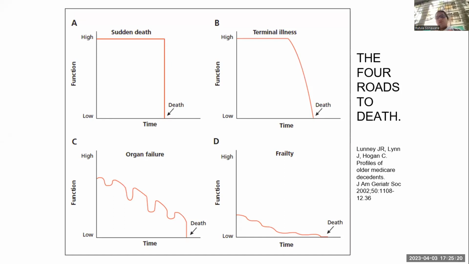Type C you usually see in organ failures, where there is waxing and waning of the disease, as you can see. But every time there is a dip in the health, it never reaches the baseline that it was at previously. So it is always going downhill every time they have an exacerbation of their disease. And eventually, the last admission that they have will lead to death. The fourth graph is usually what we call old age or frailty, where there is a functional decline because of the aging process, and that is what leads to death.